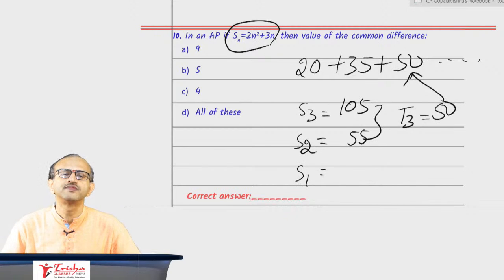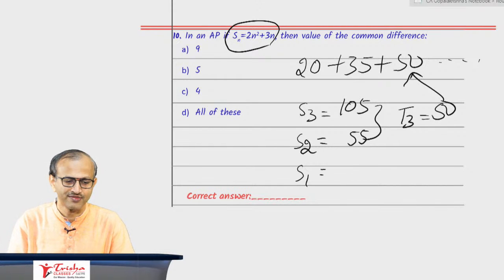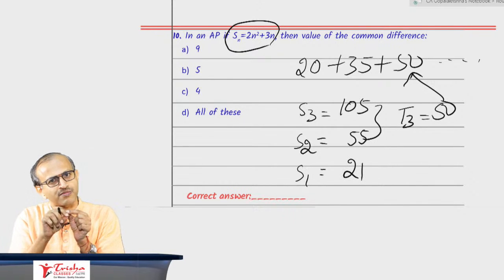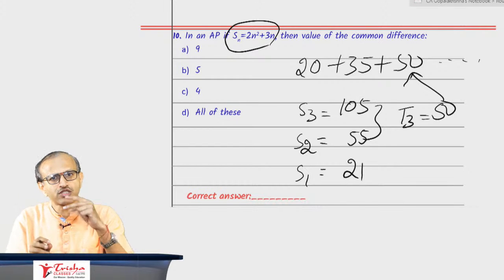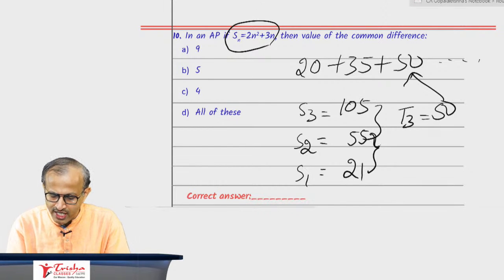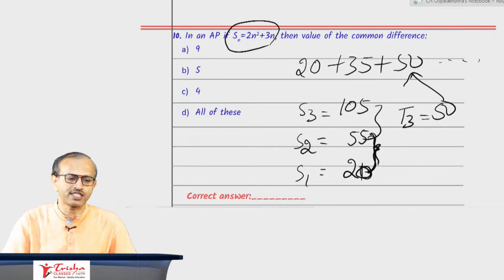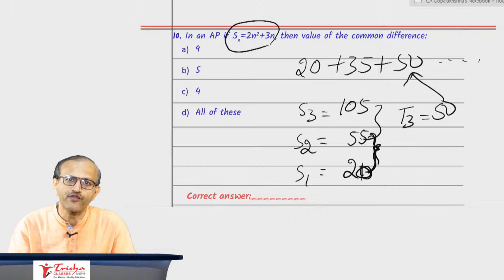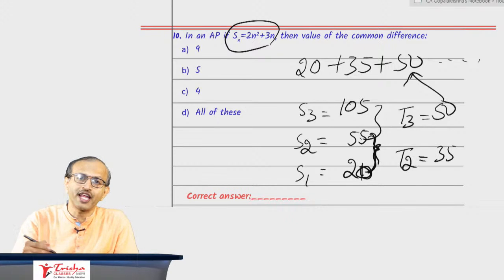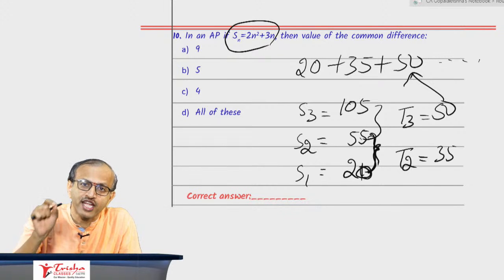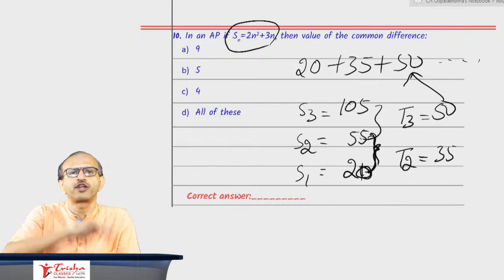Again, what is S1? The sum of the first term. Only one term. It is 20. Tell me, the sum of first term or first term, one and the same, no? It is 20. First 2 terms total 55. What is the second term? 20 and 55, so T2 is equal to 35. If you know like this, you will be able to identify the terms. Once you are able to identify the terms, then definitely you will be able to find out the common difference.